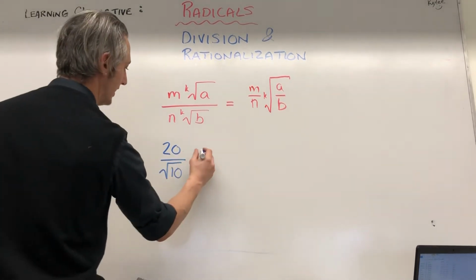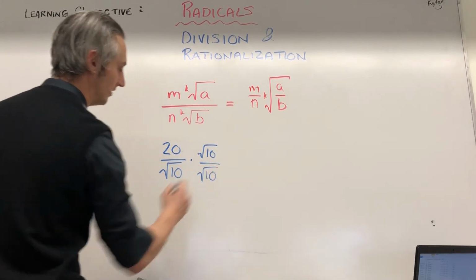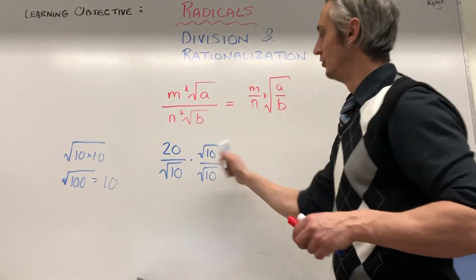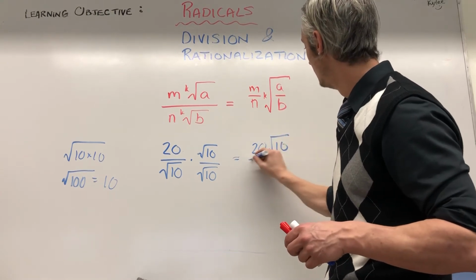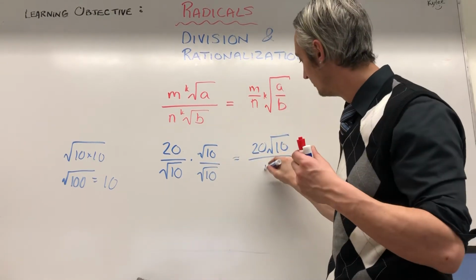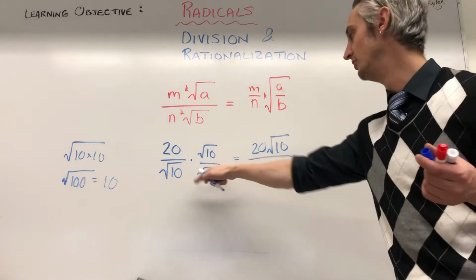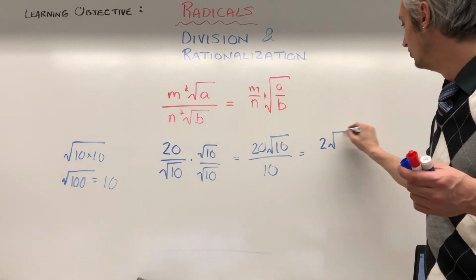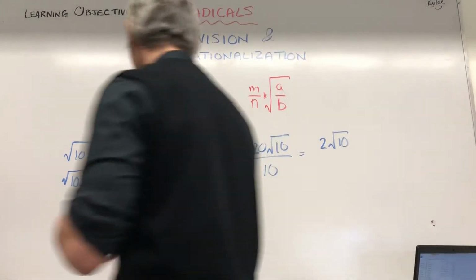So if I multiply the bottom and the top by 1, which means I'm not doing anything, I'll get this. So now, I get 20 times root 10 on the top, and then I get 10 times 10 on the bottom, which is 10. Now, I don't have a radical in my denominator, so this is good. And then if I were to simplify this, it would be 2 root 10. 20 divided by 10 is 2 root 10.